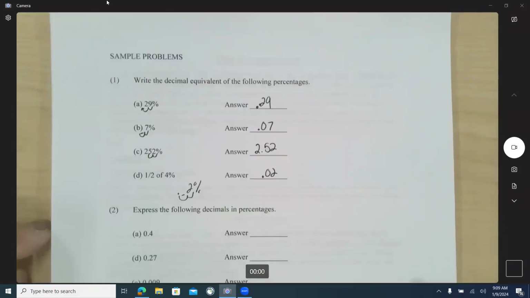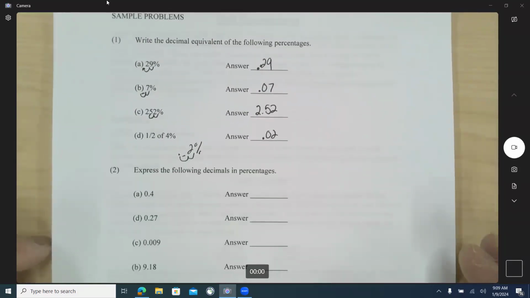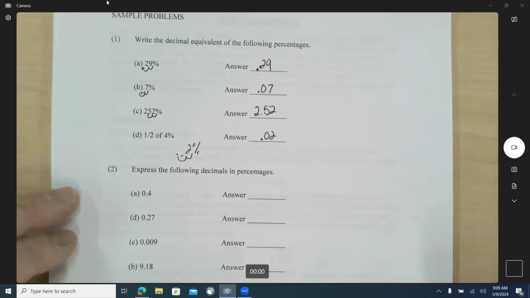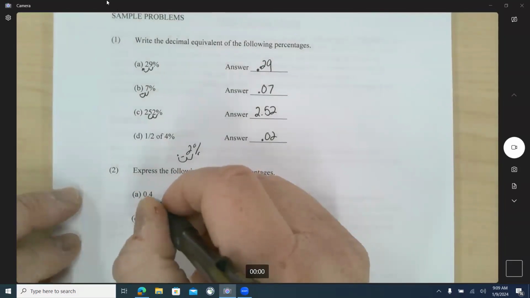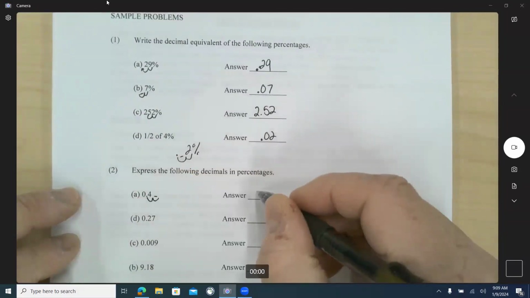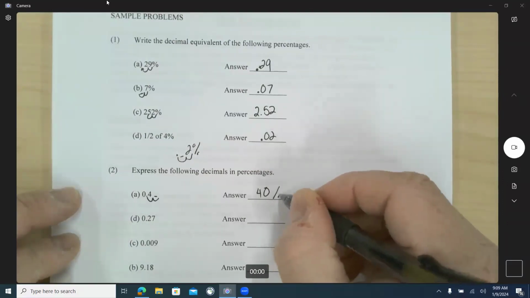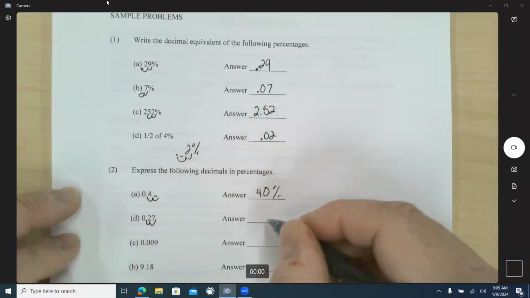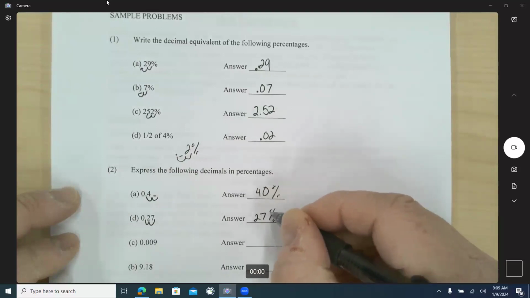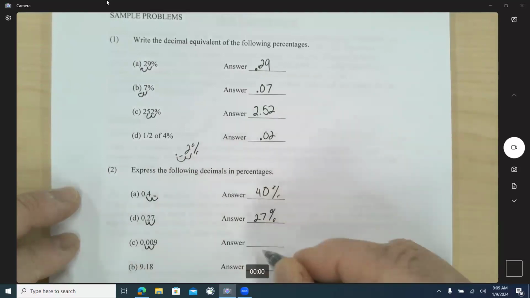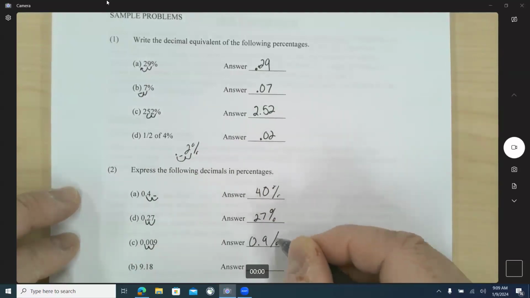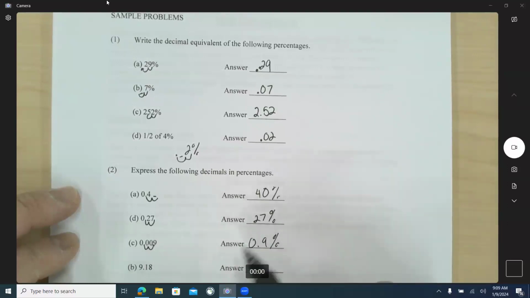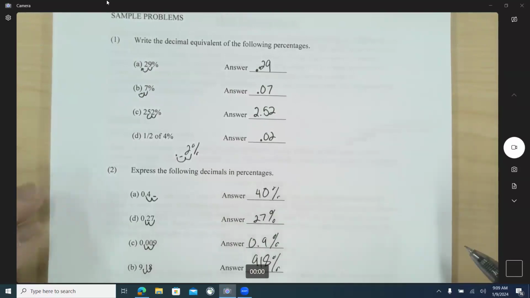The next is write the following decimals as percentages. So here it is 2 places to the right. 1, 2, 40%. 1, 2, 27%. 1, 2. So this is 0.9% because it's right here. And then 918%. Are you asking yourself, how could you get 918%?